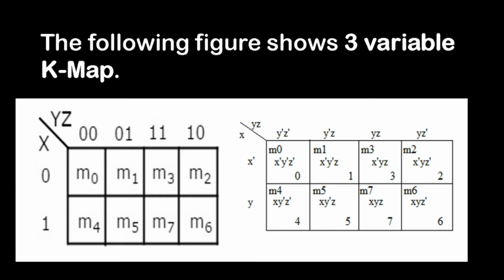The following figure shows the 3 variable K-map. So the diagram of the K-map has to be designed like this. You have to take one variable in a vertical manner, and Y and Z in a horizontal manner. In the vertical direction I am taking the values 0 and 1. In the horizontal direction I am taking the values 0 0, 0 1, 1 1, 1 0.